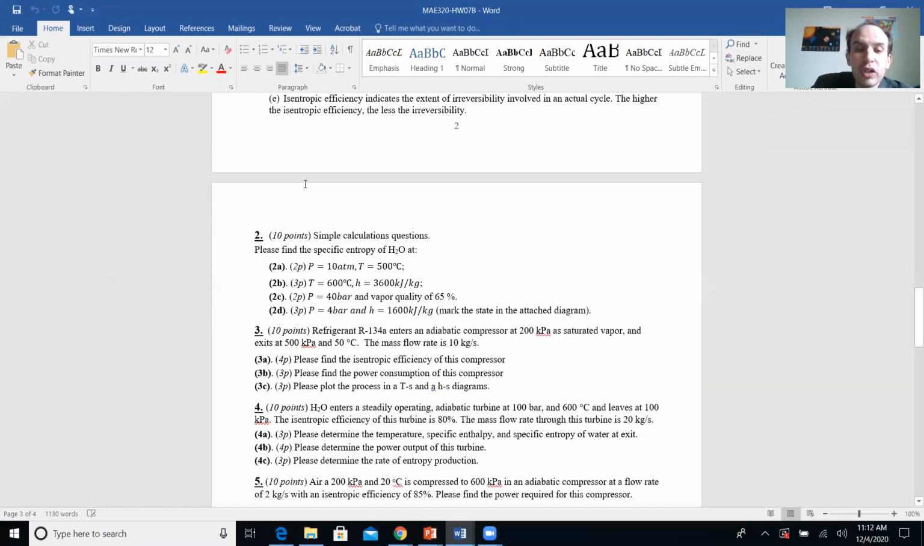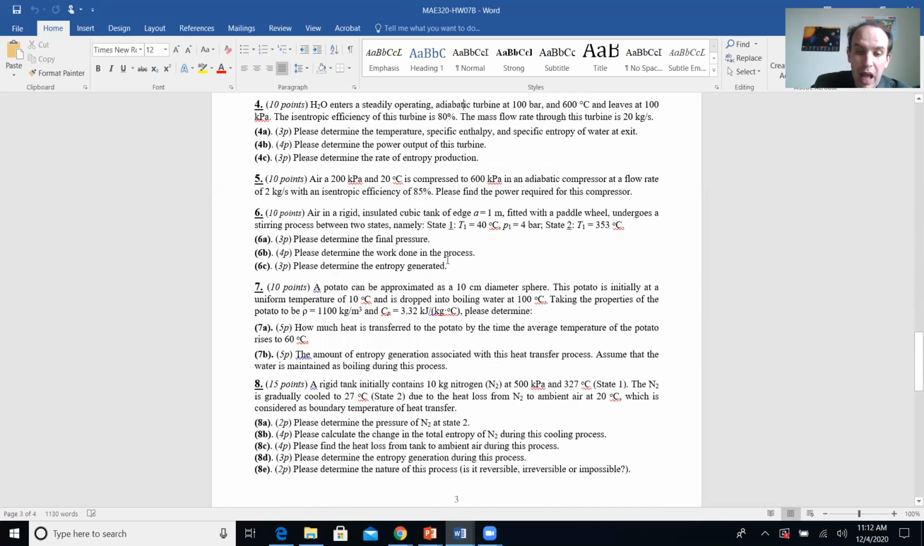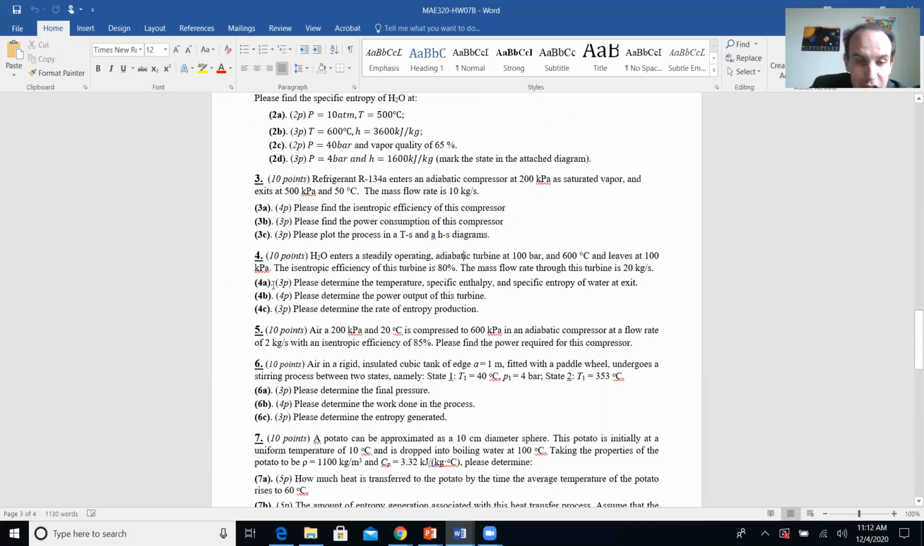For instance, if you look at the text of the problem, it's what we call sample calculation questions. What is stated here? Please find the specific entropy of water at the given condition. It's also stated here that for problem 2D, you have a given pressure and enthalpy and state. Mark it on the diagram. So it means you can potentially use diagrams, you can use the graphical approach to consider it. The same in your homework, homework 3 or 4, where it was stated to identify state 1. You can do it based on diagrams.